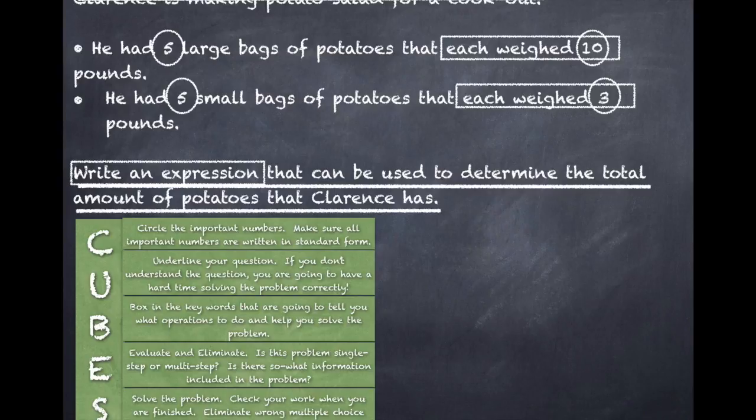E tells us to evaluate. Is this multi-step or single step? Is there information we can get rid of? At the top, Clarence is making a potato salad for a cookout. So what? That's so what information. We can mark that out. Narrow down what we need.